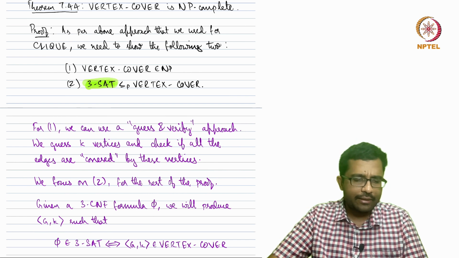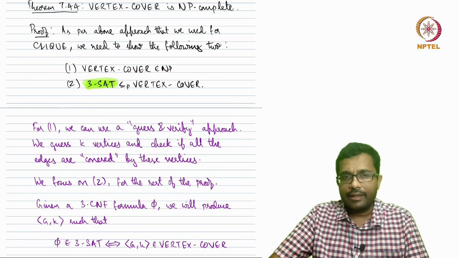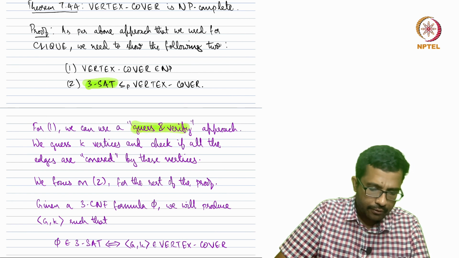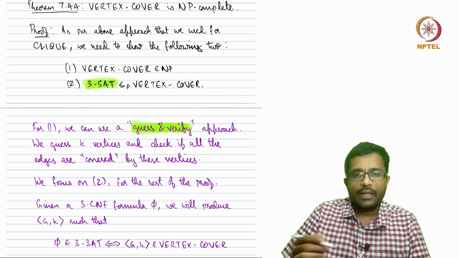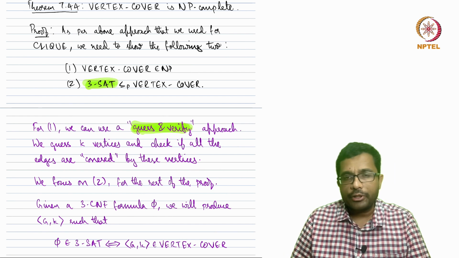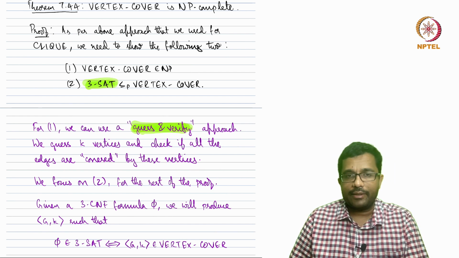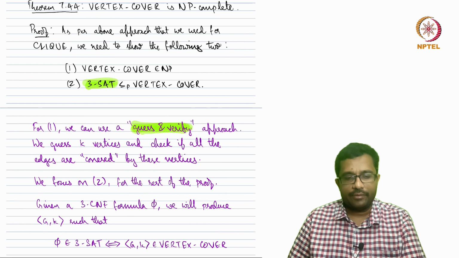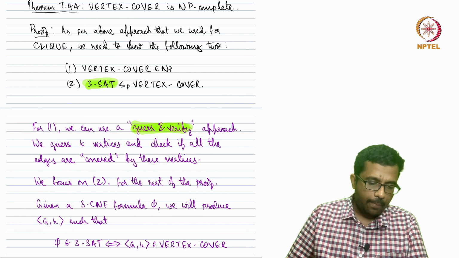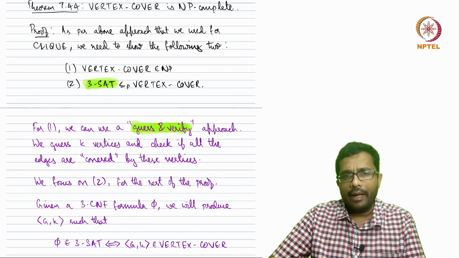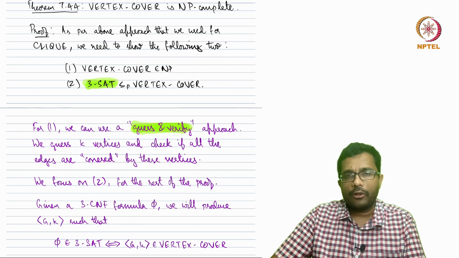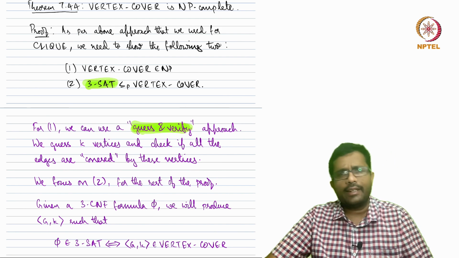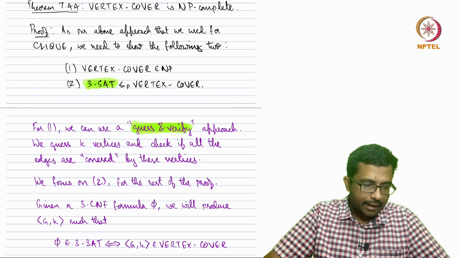Here also we will do the same thing as we did in CLIQUE. We can do a guess and verify type argument. We can guess a subset of K vertices and check whether these K vertices constitute a vertex cover, in other words, whether these K vertices cover all the edges. This is the straightforward algorithm, and it can easily be checked that this is a polynomial time nondeterministic algorithm. Hence vertex cover is in NP. So this is fairly straightforward, so I'm not going to spend further time on this.